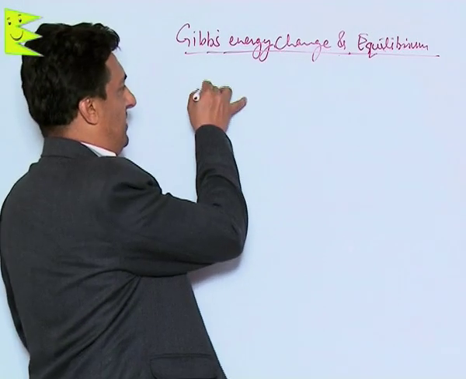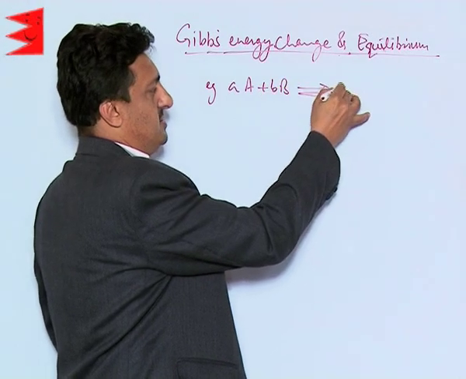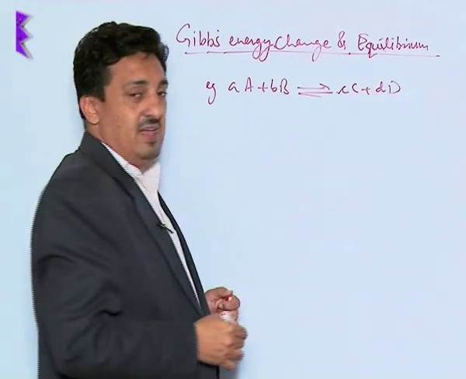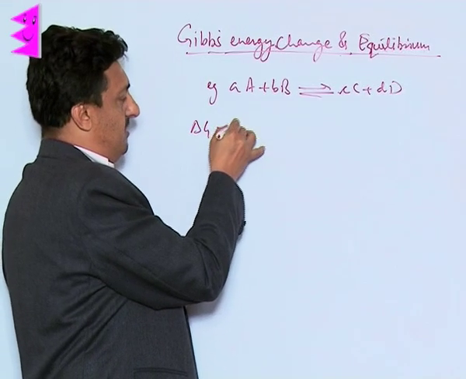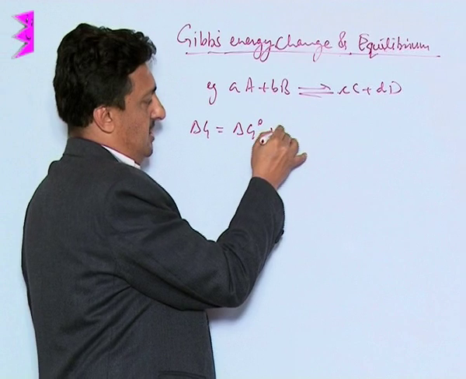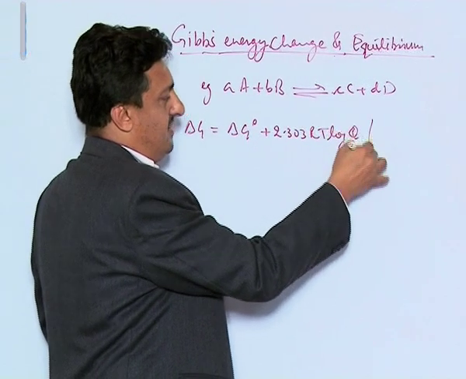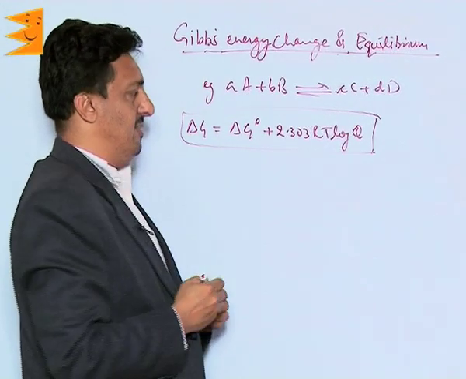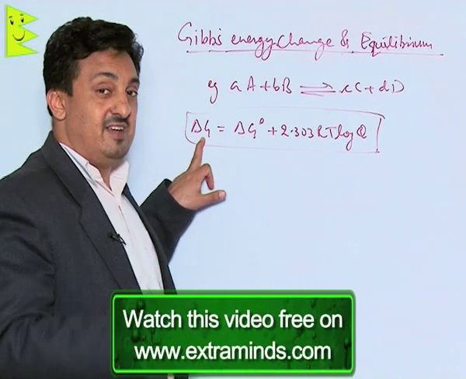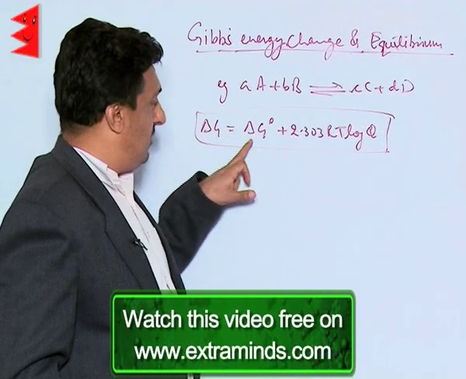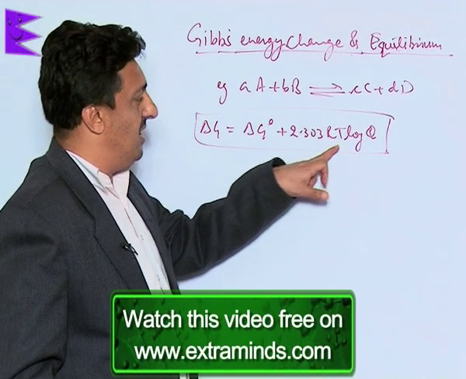Let us take an example of a reaction in which a moles of A combine with b moles of B, giving you c moles of C and d moles of D. The reaction is at equilibrium. We need to know that delta G is equal to delta G naught plus 2.303 RT log Q. This is the equation which gives us the formula for finding the free energy under non-standard conditions, which is equal to the free energy change at standard conditions plus 2.303 RT log Q.